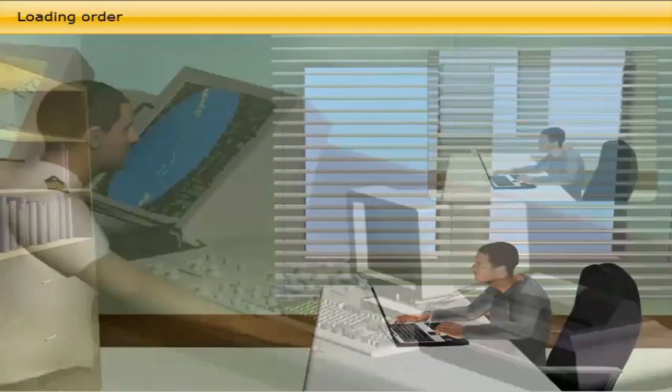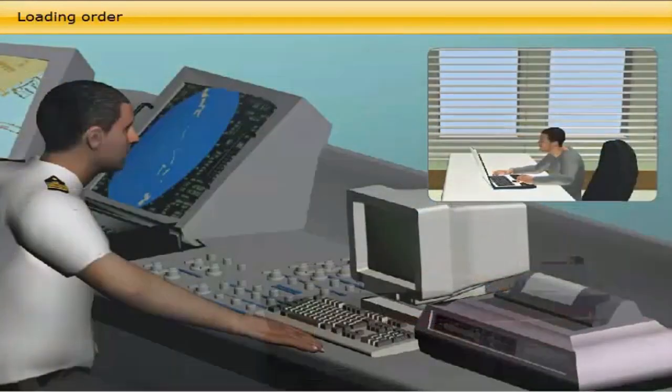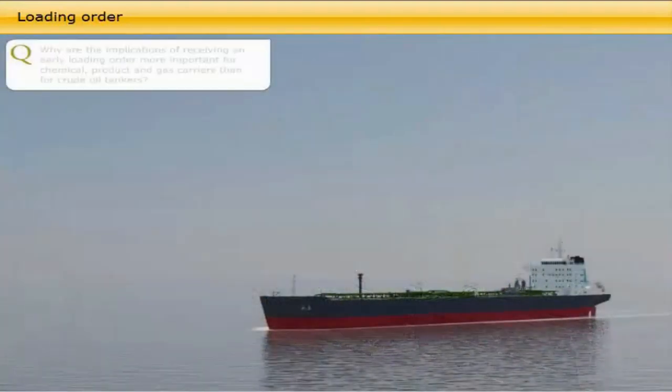Who issues the loading order? The loading order is normally communicated to the vessel's master by email from the owner or operator or charterers.